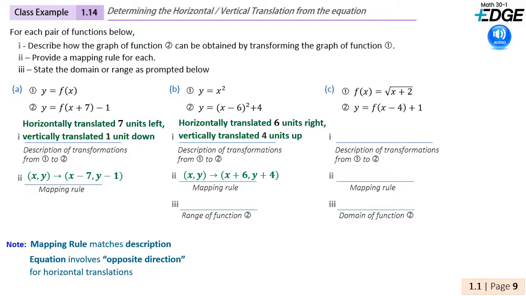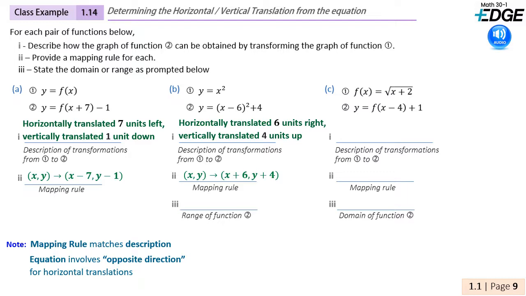Our mapping rule will correspond to this description. x, y becomes x plus 6, y plus 4. Now, can you determine the range of the transformed function? As a hint, think about the range of the original function, y equals x squared.